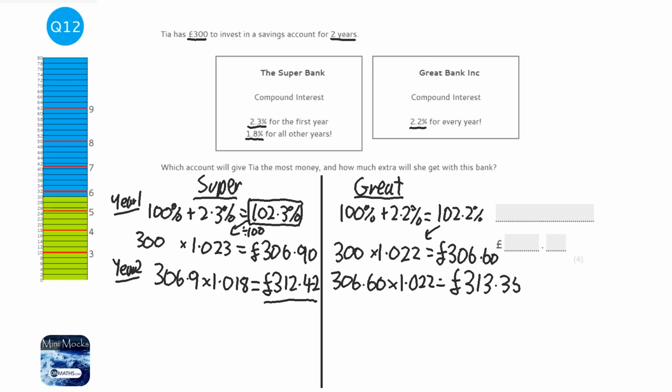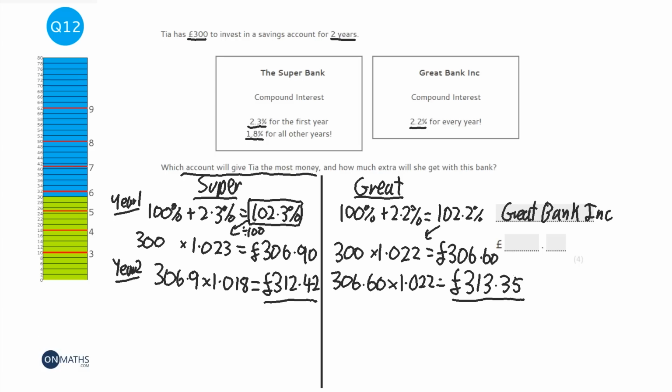Okay, so it says, which account will give her the most money? Well, looking at that, it's going to be the Superbank. And when you're writing down an answer, make sure you write down the full name. Oh, it's not going to be Superbank, it's going to be the Great Bank. Look at that. So Great Bank Inc. And then it says by how much. Let's show the examiner what I'm doing.